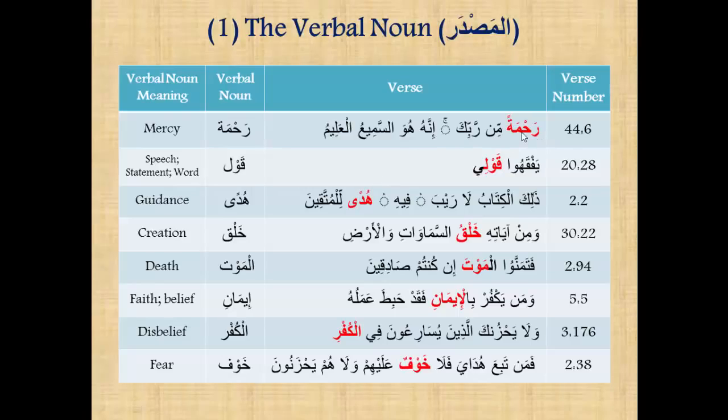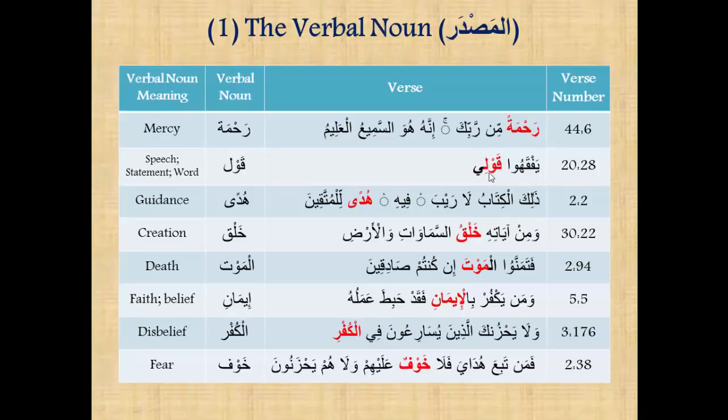Example number 1, Rahmatan min Rabbik innahu huwa sami'ul alim. The masdar here is rahma, which means mercy. This comes from the verb rahima yarham, to show mercy or to show compassion. Example number 2, yafqahu qawli.